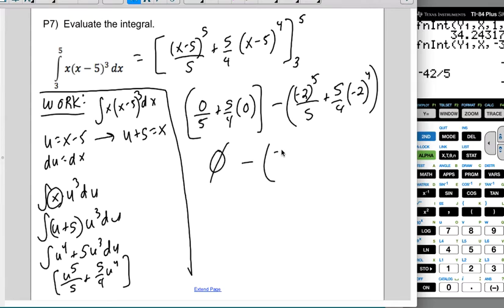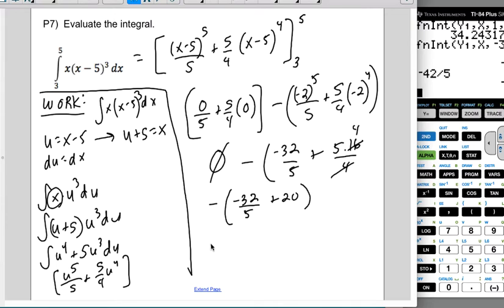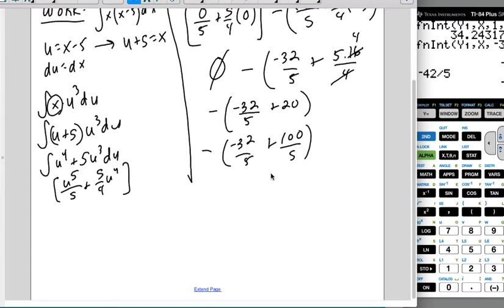So I'm going to get that this is a negative 32 fifths, right? And then the nice thing about this, right, is that this is going to be a 16. So I have a 5 times a 16 all over 4. I can cancel the 4 and the 16 and get a 4. So I'm going to get that this is a negative times a negative 32 fifths plus a 20, which I'm going to change into 100 fifths, right? So that's a negative 32 fifths plus 100 fifths, because that's what 20 would be the same as, right? So I should get that that's a 68, unless I'm totally nuts, but I think I'm right. So I get a negative of a 68 fifths, so I think I get negative 68 fifths.